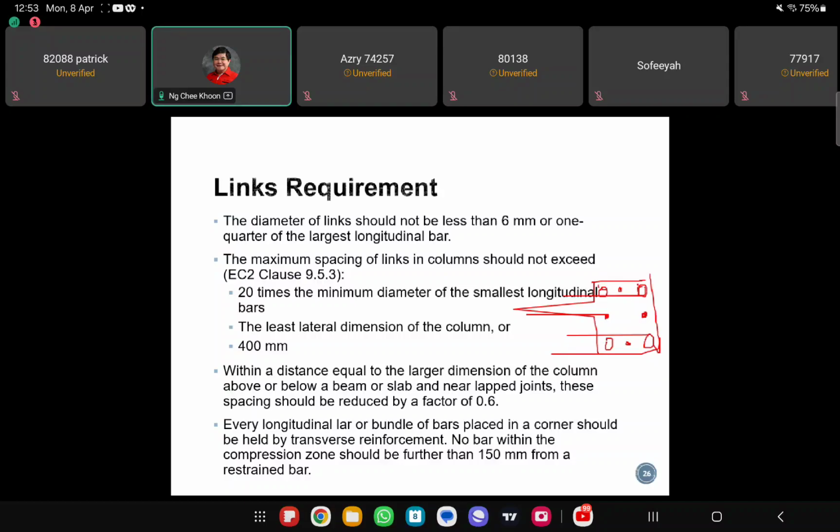So this bar size may be different from this bar size. In that case, you must use this one as the largest bar size here, this bar size. So the largest longitudinal bar.